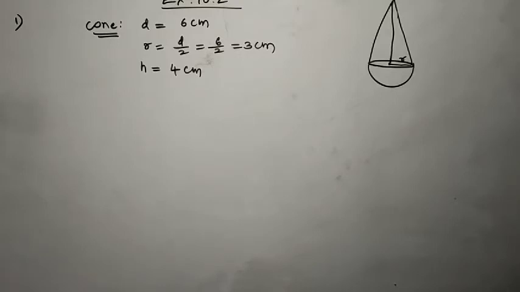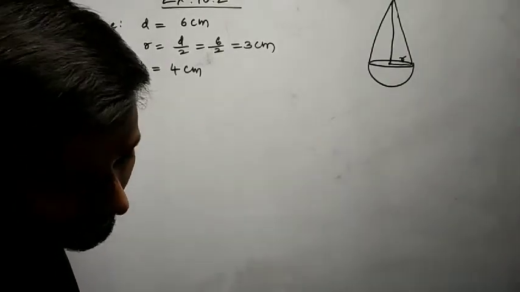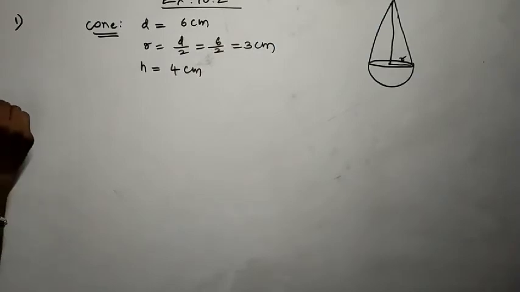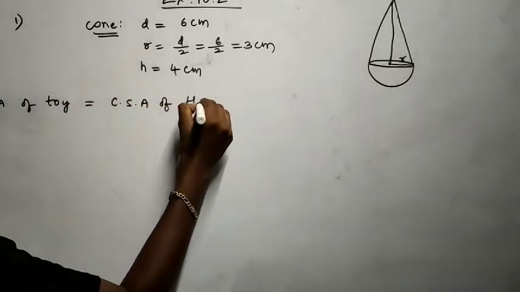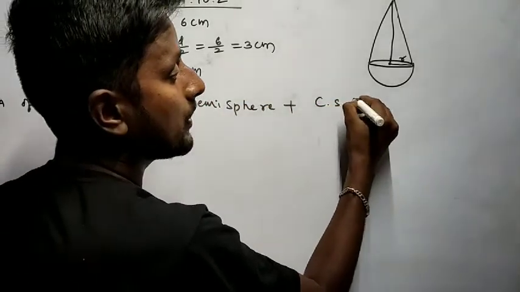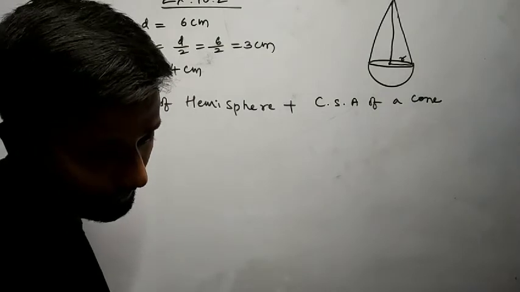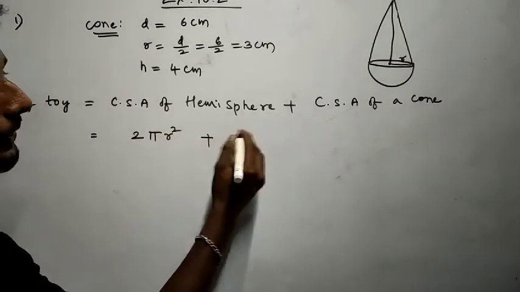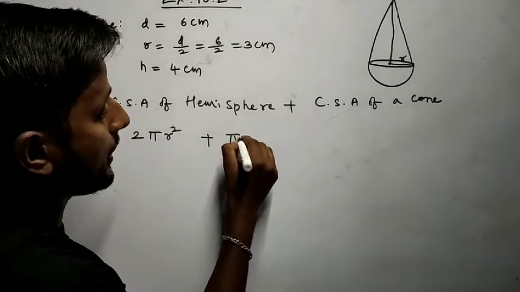Now what I want to write is the CSA of the toy. So the CSA of the toy is equal to the CSA of the hemisphere plus the CSA of the cone. The CSA of a hemisphere formula I will write as 2 pi r square, plus the CSA of a cone formula, pi r l.